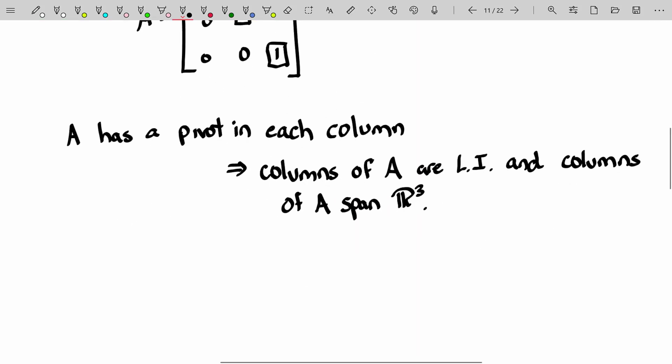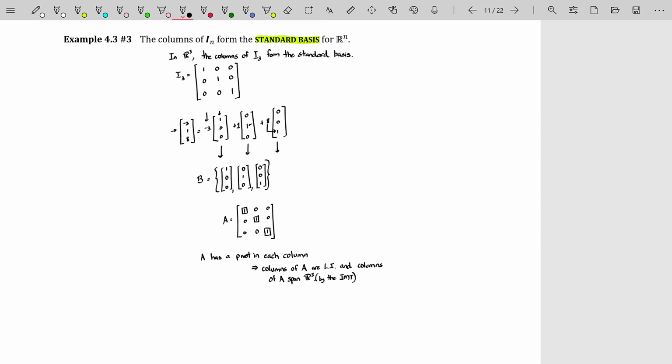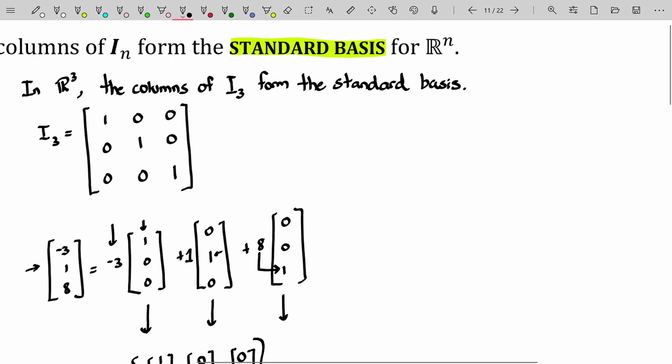So formalizing that here, A has a pivot in each column implies the columns of A are linearly independent and the columns of A span R cubed. And by the way, that was by the invertible matrix theorem. This is something you're going to have to do every time that you claim you have a basis for a space. Now, as I said, there are other bases for R cubed. You don't need it to be the standard basis.